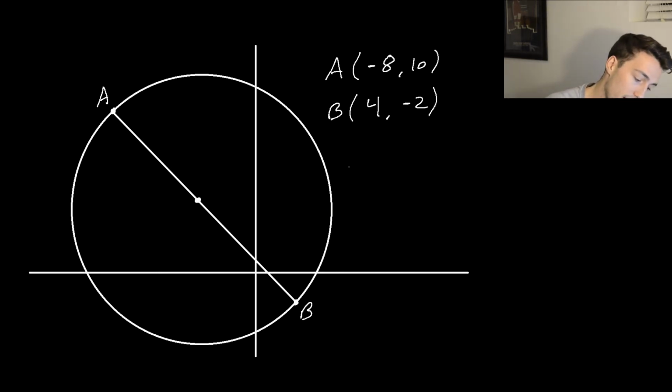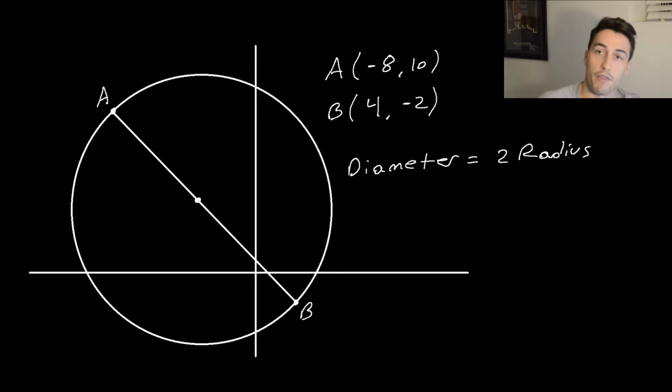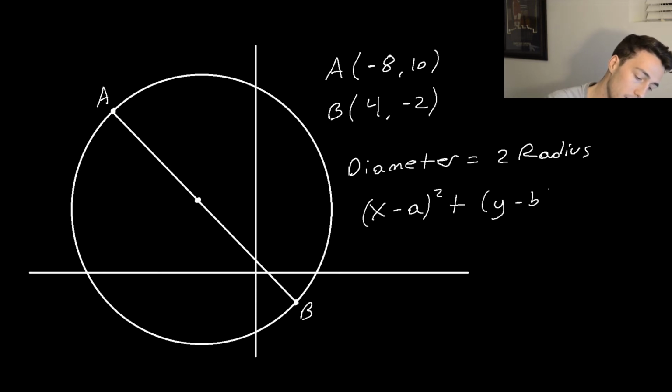If we have the diameter, we know that the diameter of a circle is equal to 2 times the radius. And if we found the radius, the distance from A along the radius will give us the center of the circle. So we can work using these points to give us the radius and the center of the circle, and therefore get the equation of the circle, which again is (x - a)² + (y - b)² = the radius squared.